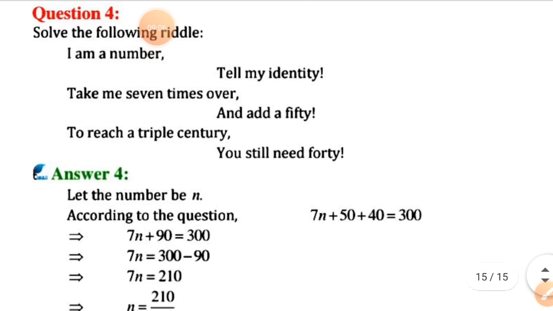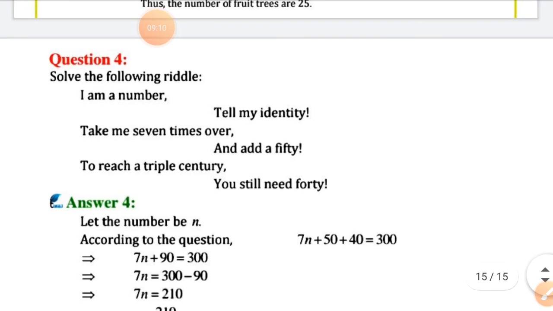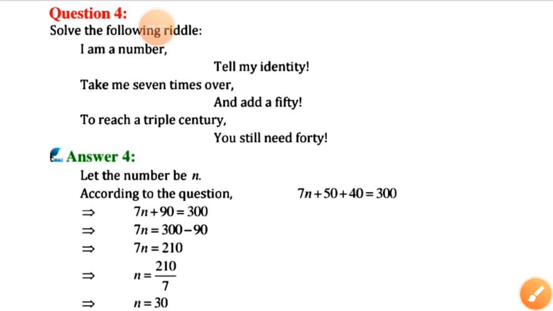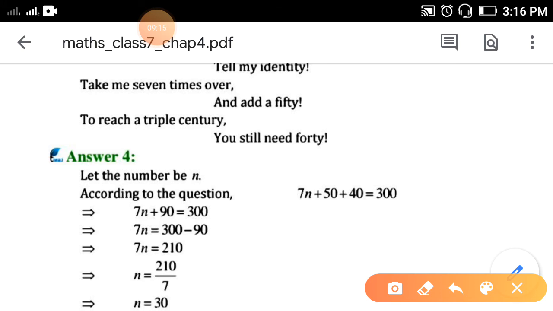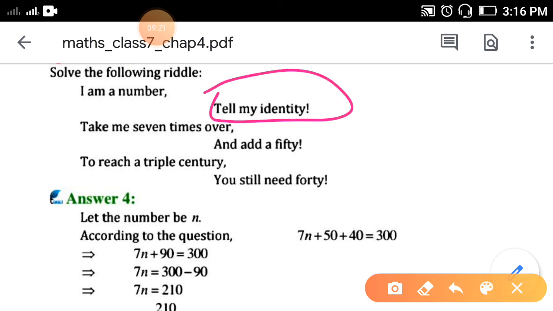Now question number 4. Solve the following riddle. Riddle is given, I am a number. So here in this lesson we have to consider only, let the number be n. Tell my identity. So we have given the identity, it is n. Take me 7 times over, it means multiply by 7. That is 7n. And add 50. So add 50. To reach a triple century, you still need 40.